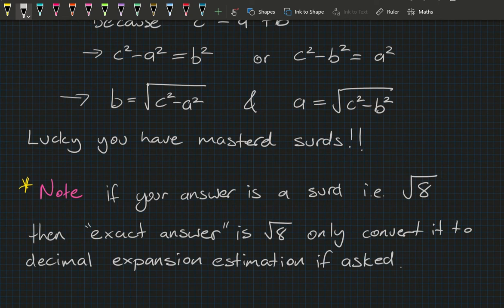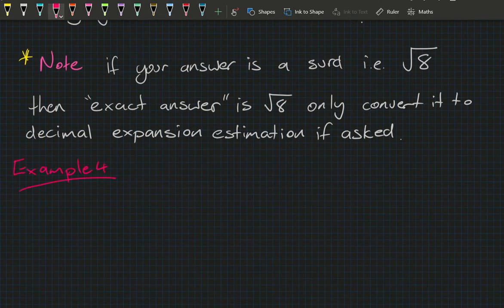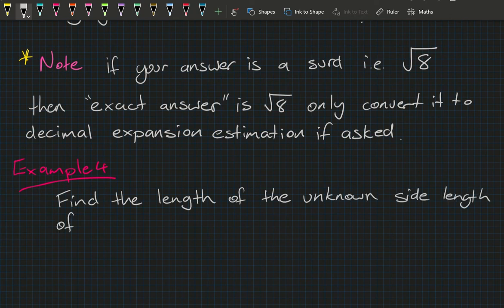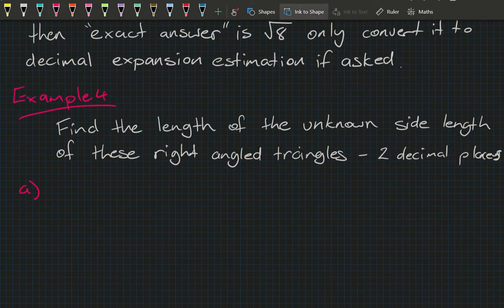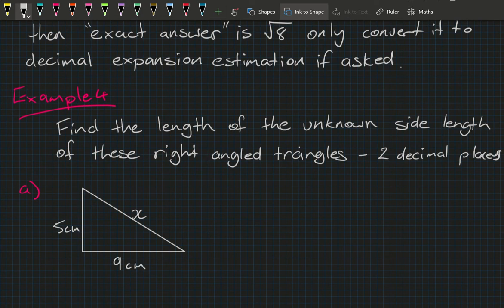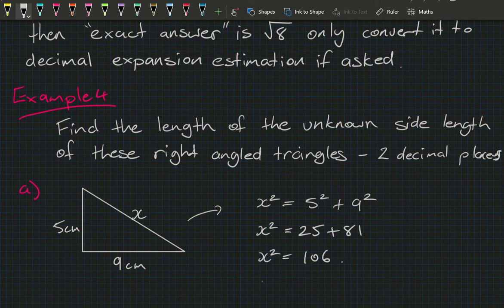Okay, let's get on with some numeric examples in example 4, where we have to find the length of the unknown side in these right angled triangles. We also need to round each of them to 2 decimal places. In part A, we have an unknown hypotenuse and side lengths of 5 and 9 centimeters. This is a simple application of Pythagoras' theorem with x squared equal to 5 squared plus 9 squared. So x squared is equal to 25 plus 81, which is 106. So x is equal to the square root of 106.